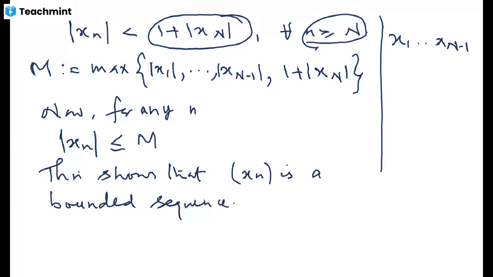What you know till now about Cauchy sequences is that a Cauchy sequence is always a bounded sequence. And now here we have a powerful result.